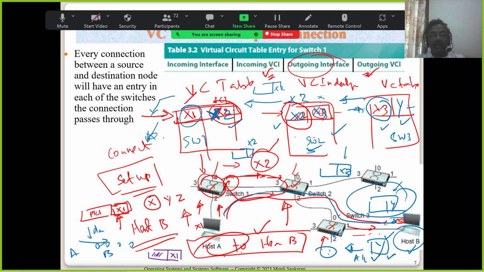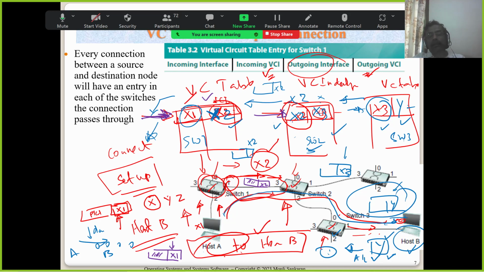Now once this incoming x1 VCI is there, it uses that to index into the table, and then it picks up x2. Then another packet flows here, sorry, I am drawing here. It will have x2, the same data is there, but x1 is replaced by x2 and it sends it to this guy. Now x2 is indexed into this.